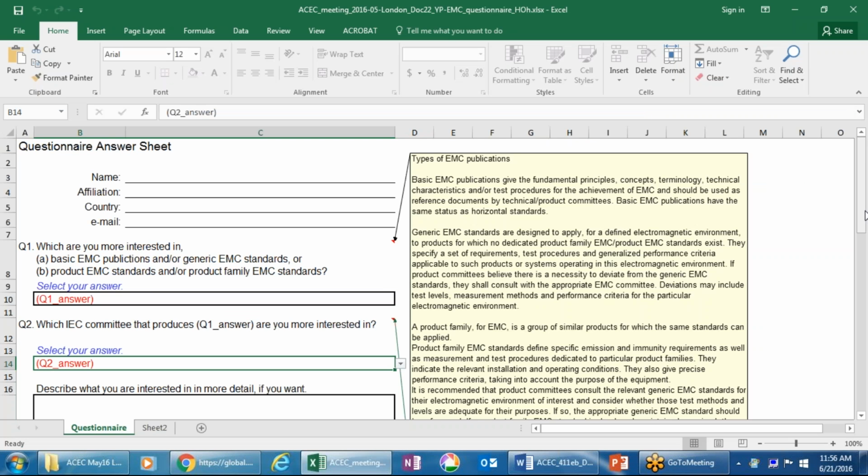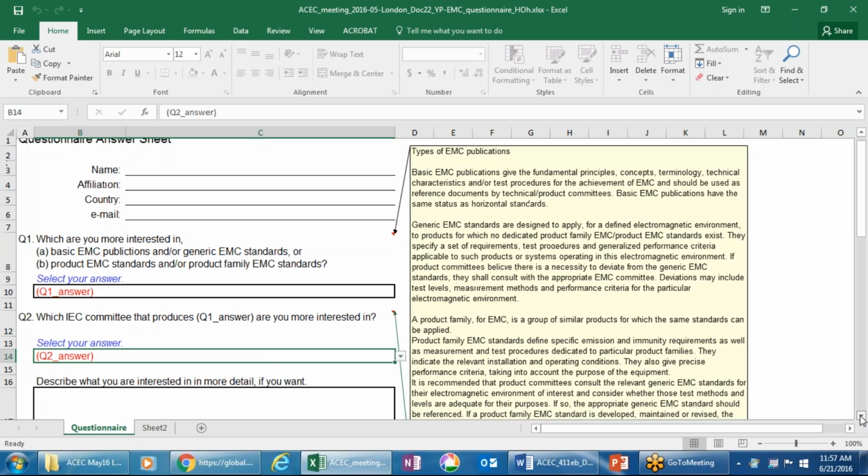Yeah, it's hard to read, but this is a questionnaire we put together because at the IEC general meeting every year, the national committees name young professionals they think are up and coming. So we put together this questionnaire if they have indicated on their write-up they're interested in EMC. And then we ask questions: what are you most interested in? What IEC committees are of most interest to you from an EMC perspective?